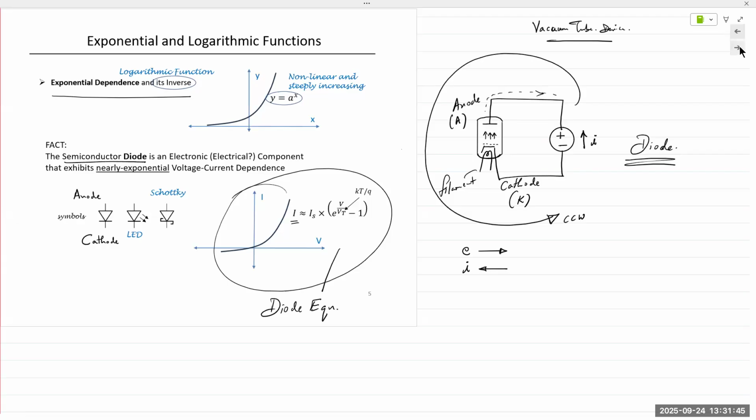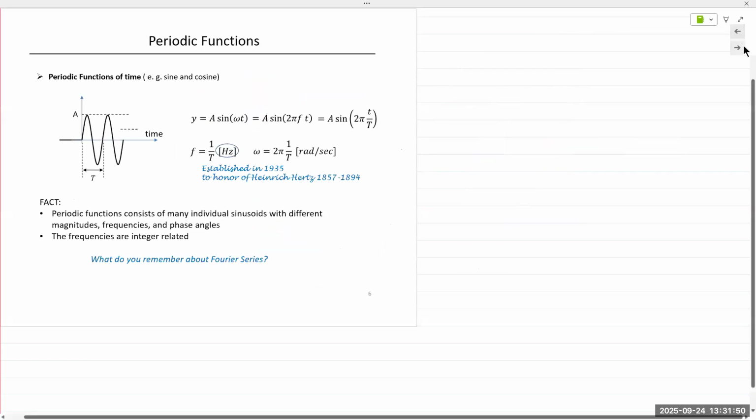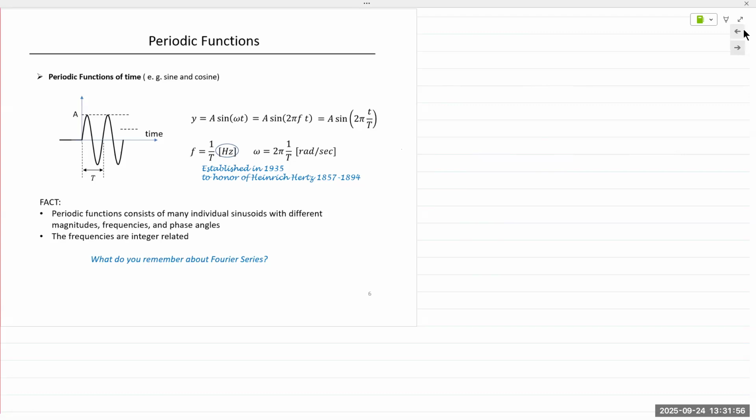Okay. Again, all of this is just an example of what kind of functions you can expect to encounter, right? Okay. Periodic functions of time. What do we mean by periodic functions? Well, if you have a quantity that changes its value at any given point in time, but it repeats itself after a certain time period, that would be known as a periodic function. Okay.